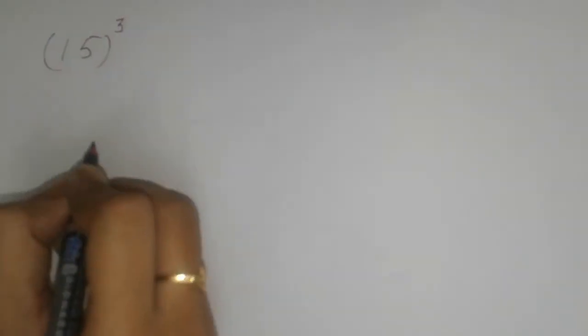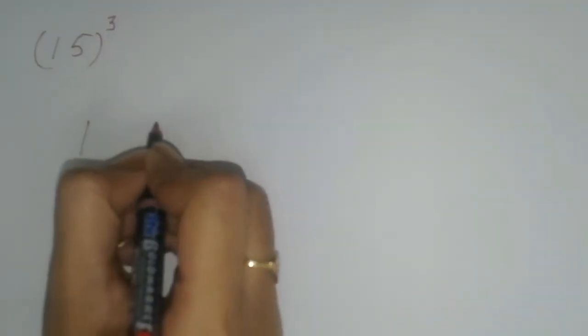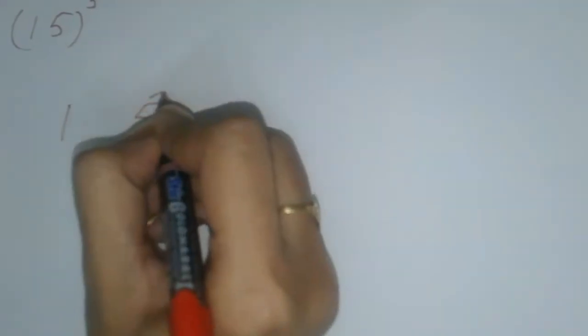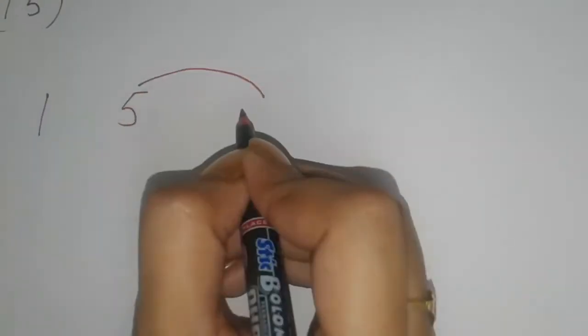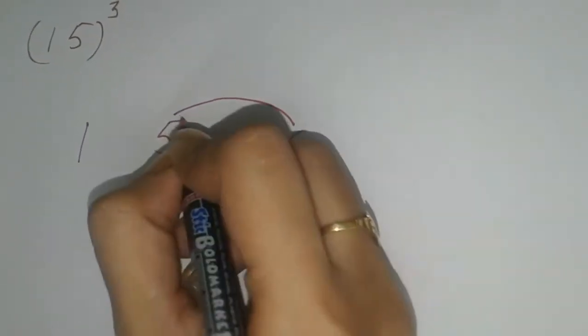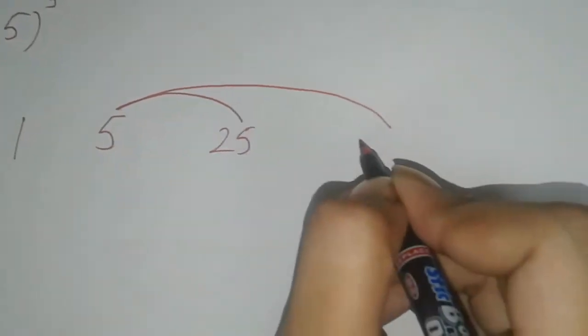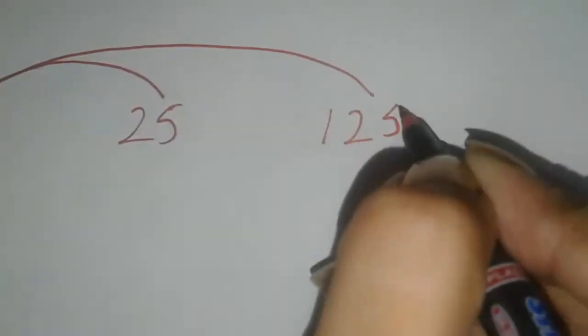Now let's solve one more. Take the cube of 15. Okay, what do you need to do? 1 and 5. What do we do? Square of 5 is 25. And what on the next place? Cube of 5, that is 125.